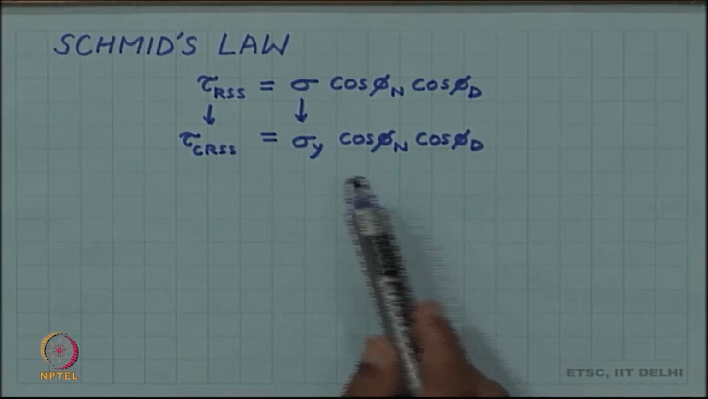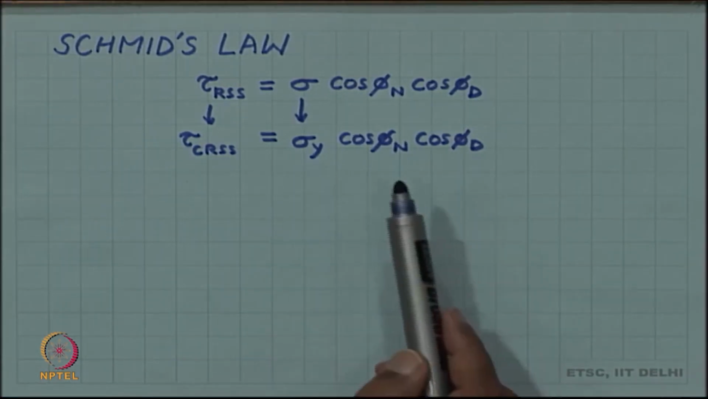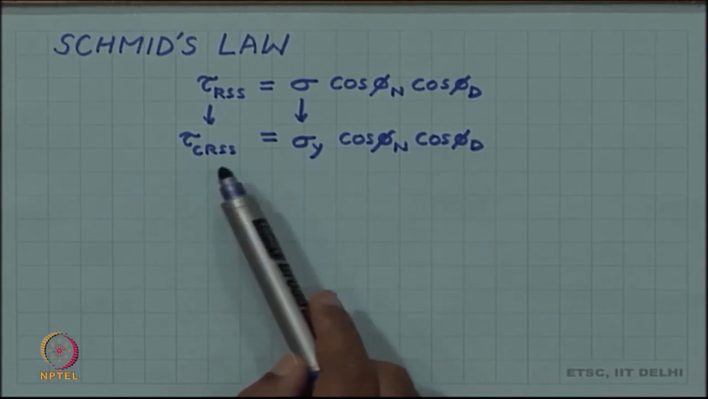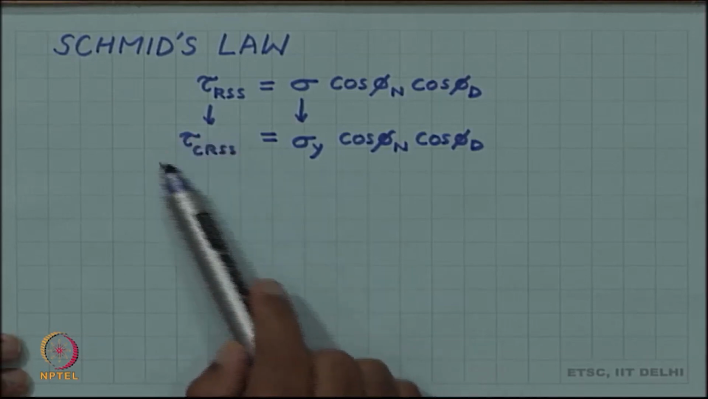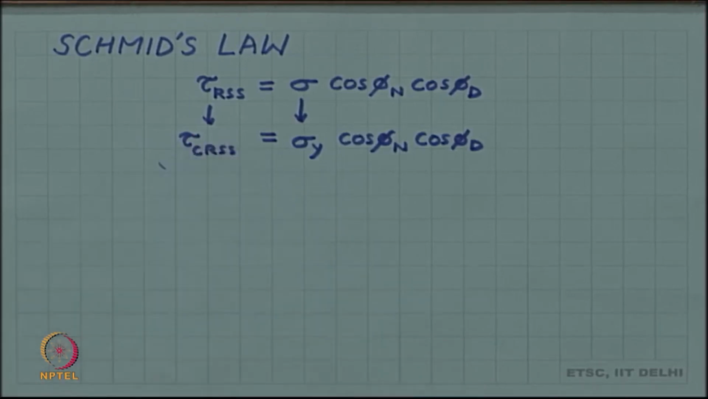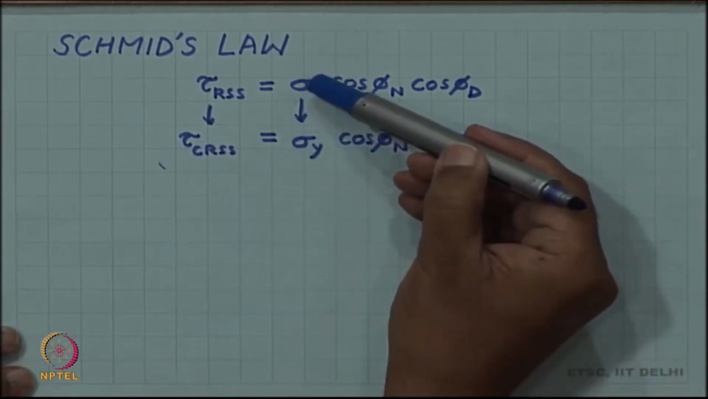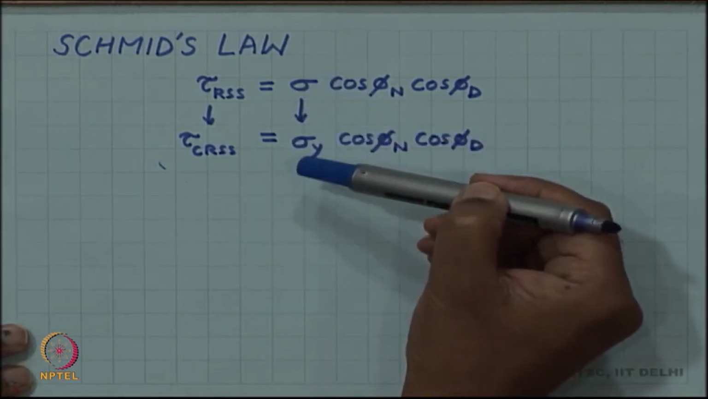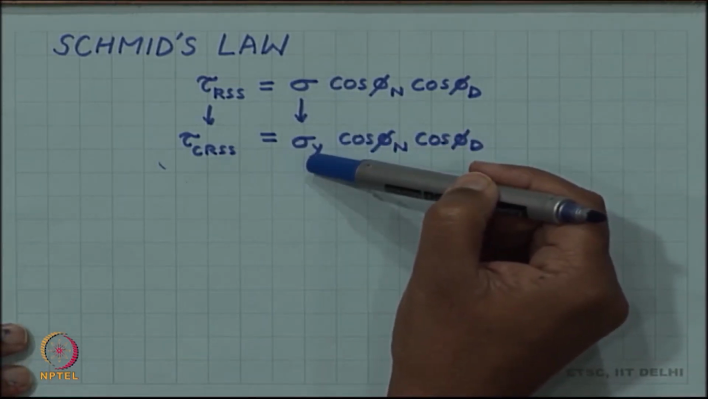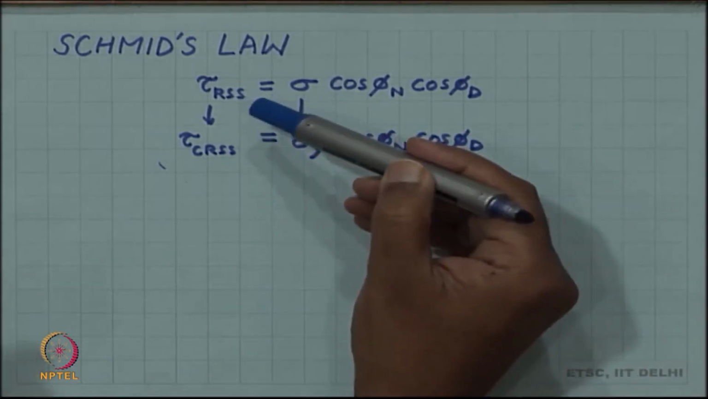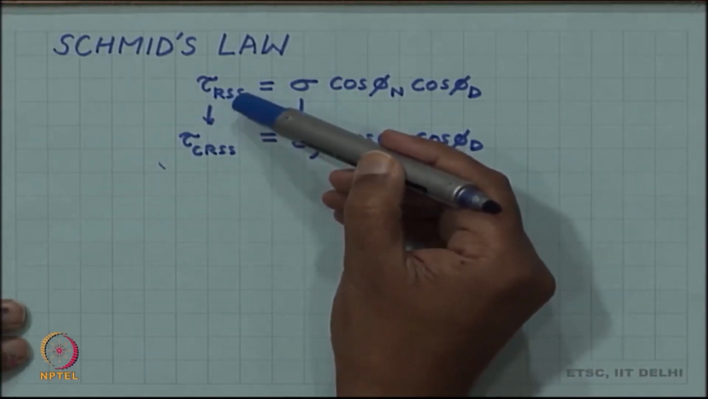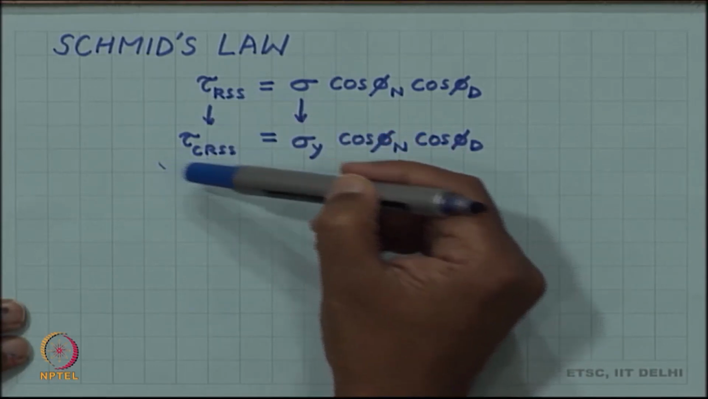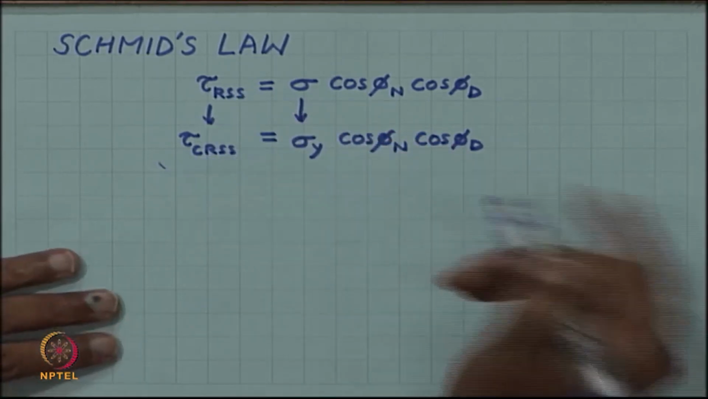Now, yield stress appears to be a material property. So does the critical resolved shear stress. The critical resolved shear stress can be thought of as a microscopic yield stress. Macroscopically we are applying a tensile stress and at a critical value of tensile stress yielding happens. Similarly, microscopically on the slip plane in the slip direction we are applying resolved shear stress, which reaches its critical value, the critical resolved shear stress, at the point of yielding.